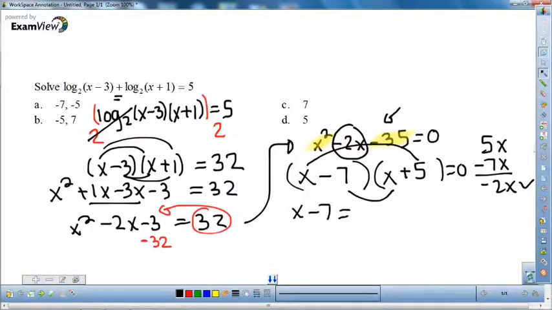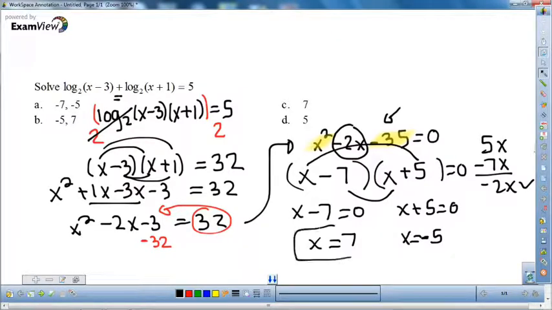So that checks. So we're going to use the zero product property. x minus 7 equals 0. x plus 5 equals 0. So therefore I have x equals 7 and x equals negative 5. One of the things that I always have to do is I always have to make sure to check for extraneous solutions. Because notice that I have A, or I have B, or I have each of the individual parts. So I'm going to check for extraneous solutions.